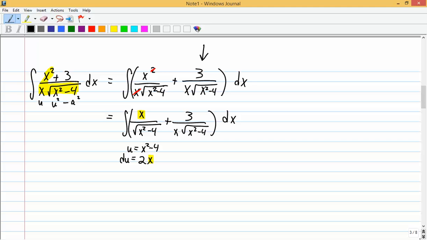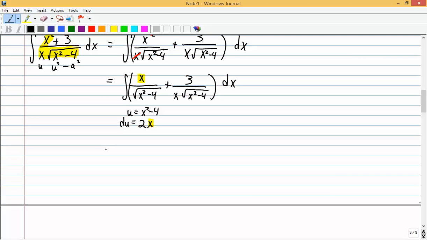Now, this isn't 1 over u. This is 1 over the square root of u. So if I treat this like it's 1 over the square root of u, because I have my du present, I need to bring out a 1/2, right? So that's going to give me 1/2 times the integral of 1 over the square root of u du.